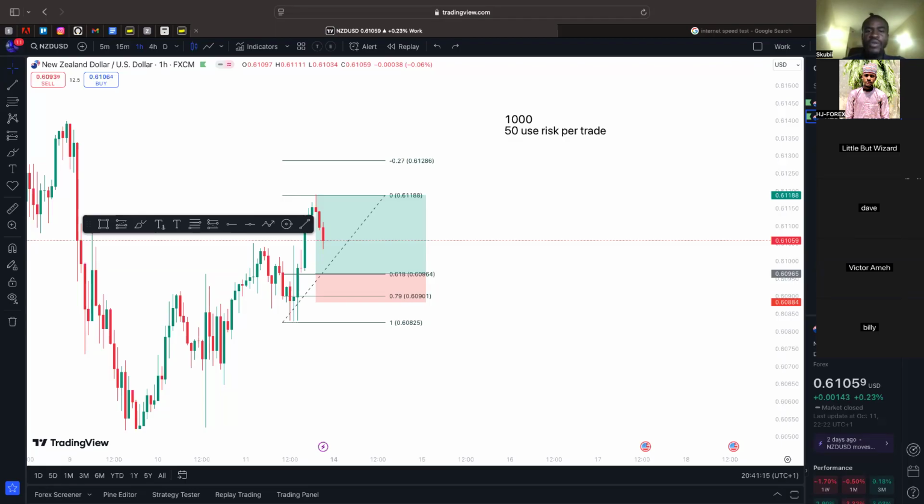Your take profit is not called your risk reward. It's how much your stop loss is compared to your take profit that is called the risk reward.